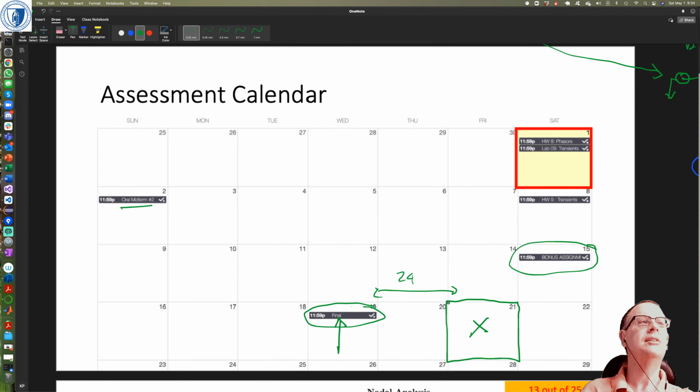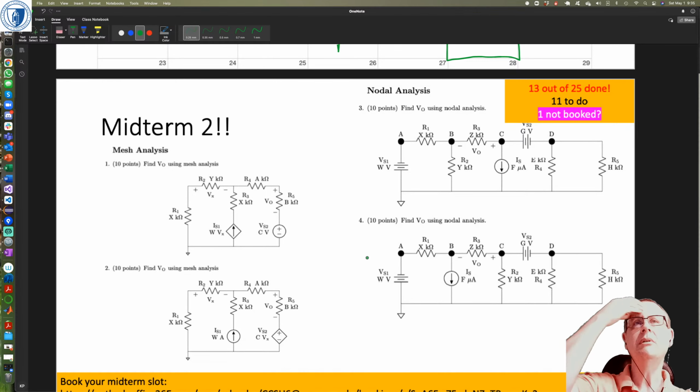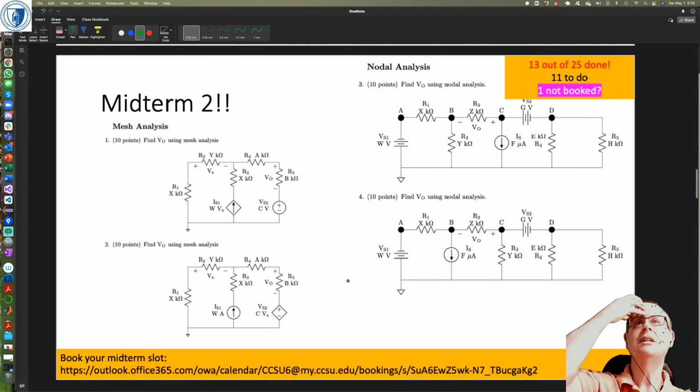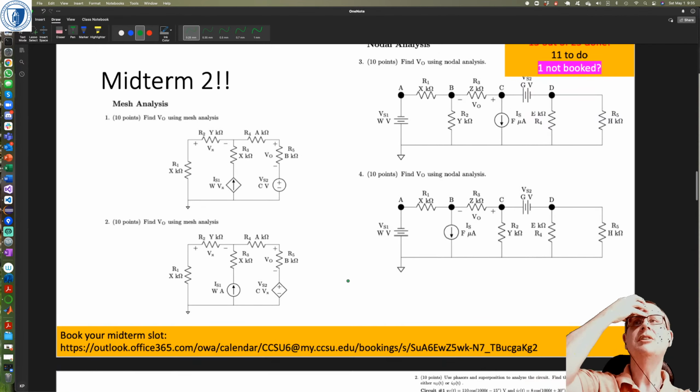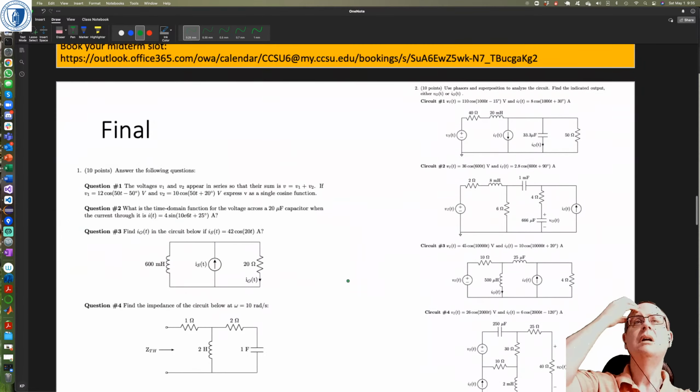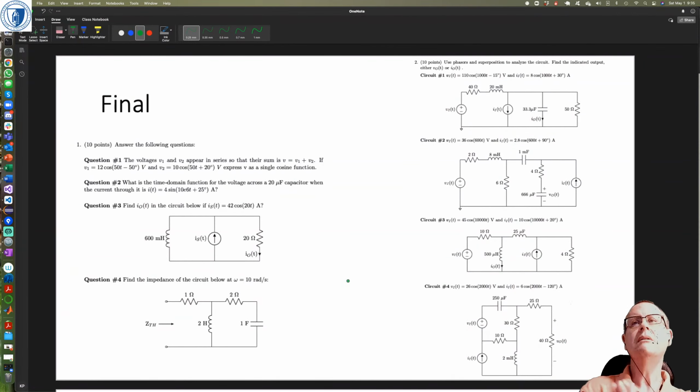So we have 13 people out of 25 done. I have 11 people booked. I think that means I'm missing one person. If you haven't booked, please book midterm 2. I have released the final. So have a look at that.